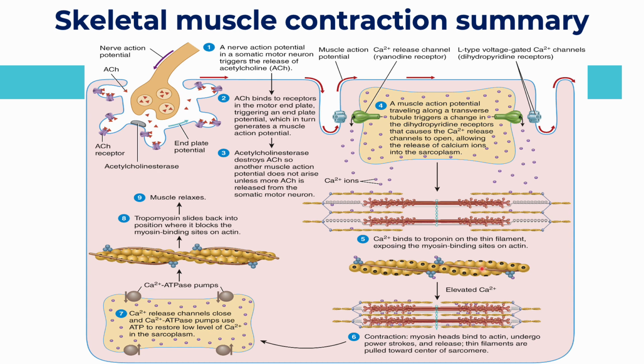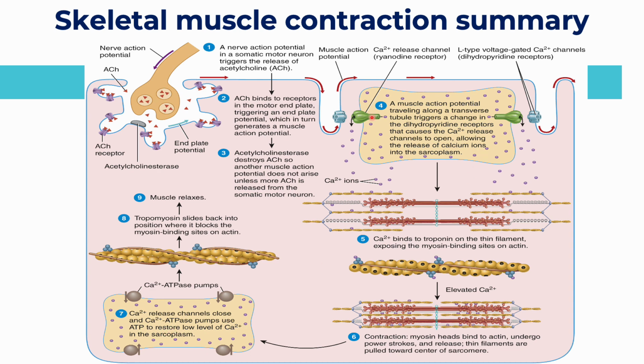Once the myosin binding sites on the actin molecule are exposed, now we will have the myosin head that's going to bind to actin, and it will undergo a power stroke. Remember, we need ATP for this to happen also. So once we have that contraction, what's going to happen after that? After the contraction takes place, we have the next step over here in number 7, where the calcium ATPase pumps end up sucking up all of this calcium back inside the sarcoplasmic reticulum.